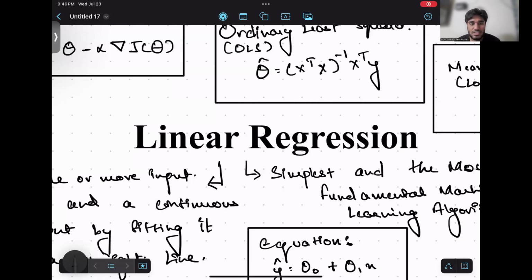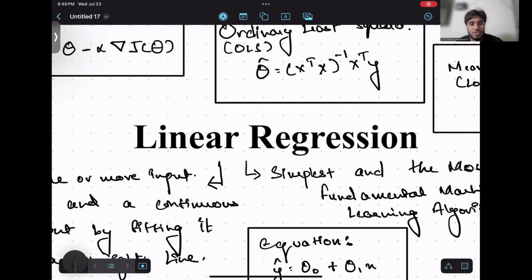Imagine you want to predict the price of a house just by knowing its size. Sounds simple, right? But how exactly do you do that using math and data? That's where linear regression comes in. In this video, I'll walk you through linear regression from scratch.